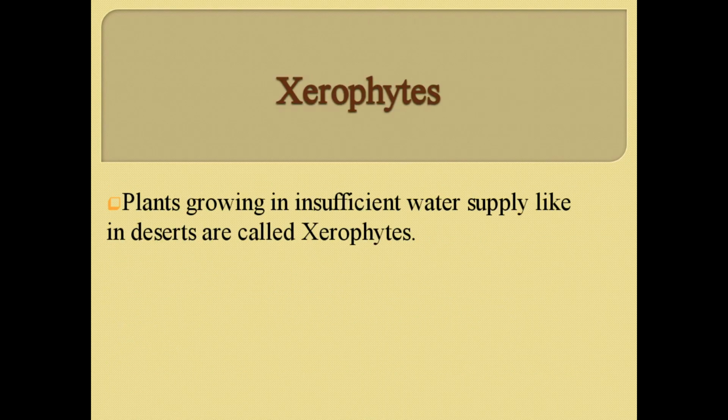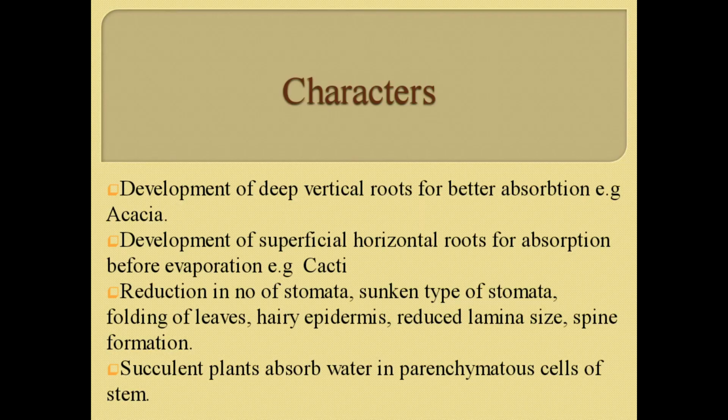The fourth type is xerophytes, and xerophytes are the plants which are found where the water supply is insufficient, like in deserts. As these plants have insufficient water supply, their characteristics are opposite to those of hydrophytes, to conserve water. For example, if this is the soil surface, some plants develop deep vertical roots for better absorption of water, like acacia. Some plants develop superficial horizontal roots for better absorption of water before it evaporates from the soil surface, and this is the example of cacti.